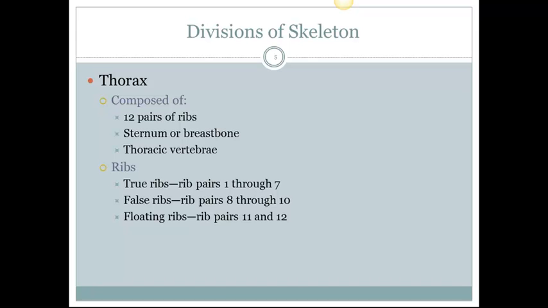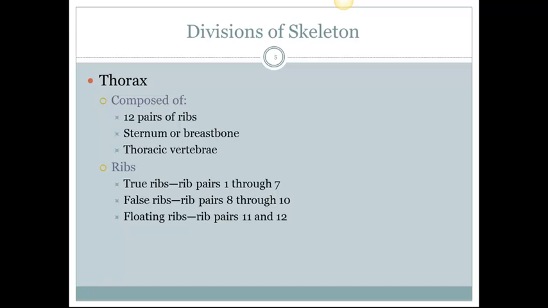The thorax is composed of 12 pairs of ribs, sternum or the breastbone, and the thoracic vertebrae. At the very end of the sternum or the breastbone, you will have the xiphoid process, which is the very tip. And oftentimes we are looking and feeling for that when we are doing CPR so we don't break that off.